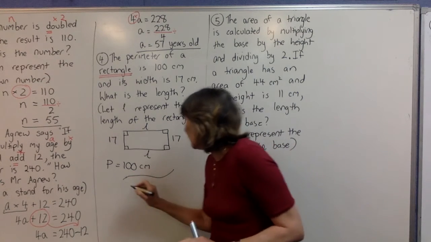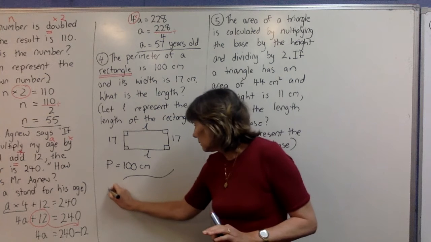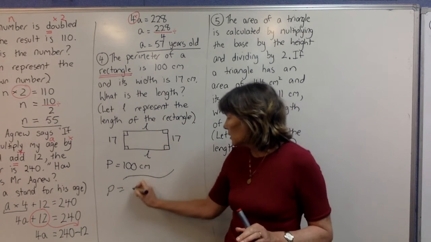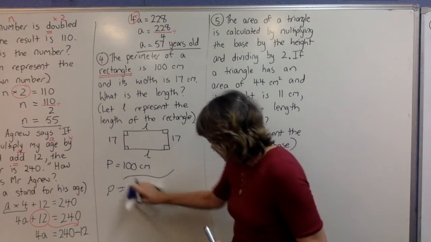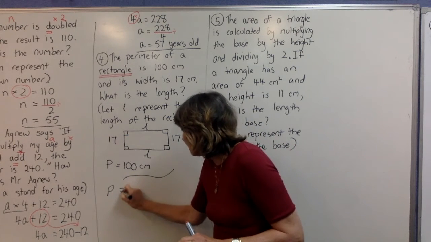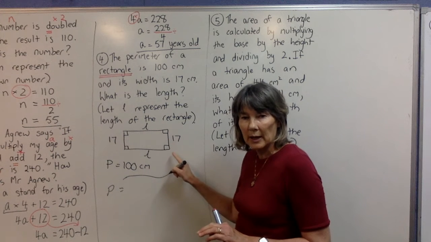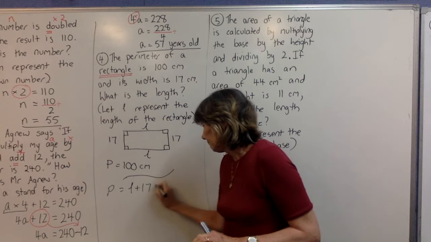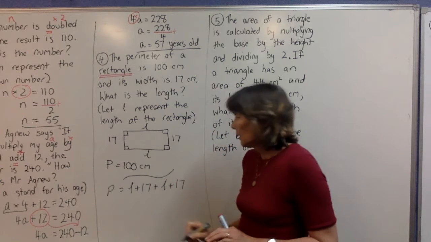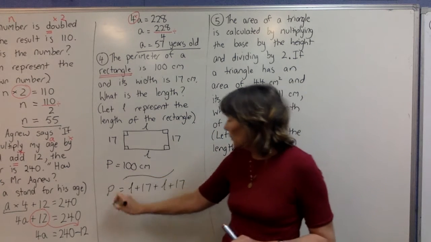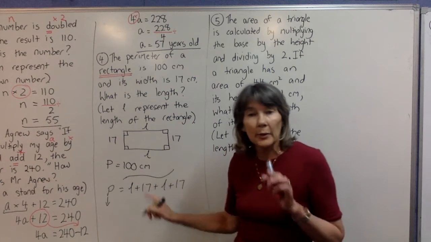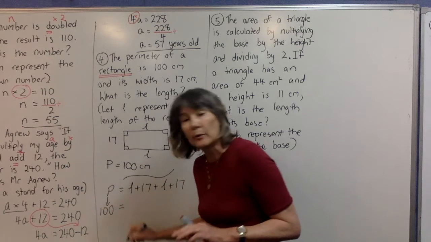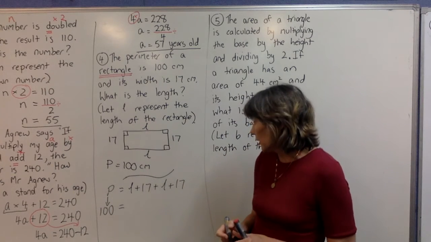I'm just going to think now. Right, to find a perimeter, we normally would add up all these things around the shape. So that's what we're going to do. So we're going to write down P equals L plus 17 plus L plus 17. Okay, now, they told you that the perimeter is 100. So in place of the P, we can say, well, we know that's 100, so we're going to write that in straight away, that is 100.